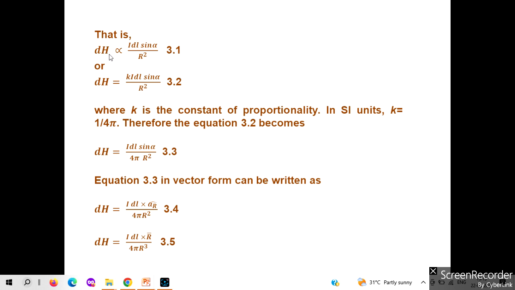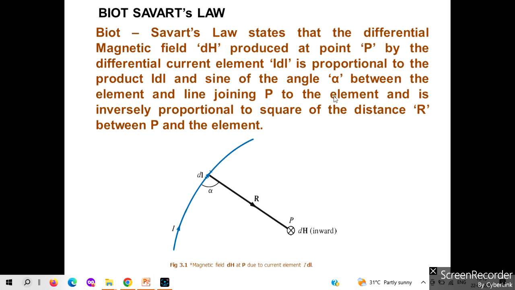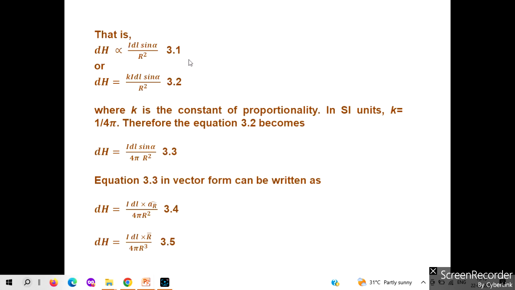So the equation 3.1 shows the Biot-Savart's law, that is dH is directly proportional to Idl sine alpha by r square. So in the definition, the differential magnetic field is directly proportional to the product Idl and the sine of the angle alpha between the line joining the element and the point of observation P, and it is inversely proportional to the square of the distance r between the point P and the element. Now equation 3.1 shows the differential magnetic field Idl sine alpha by r square.